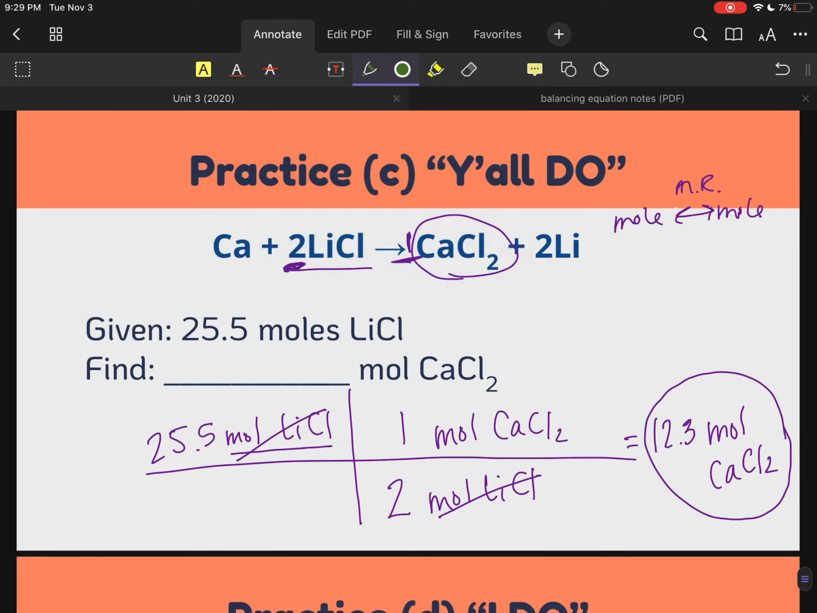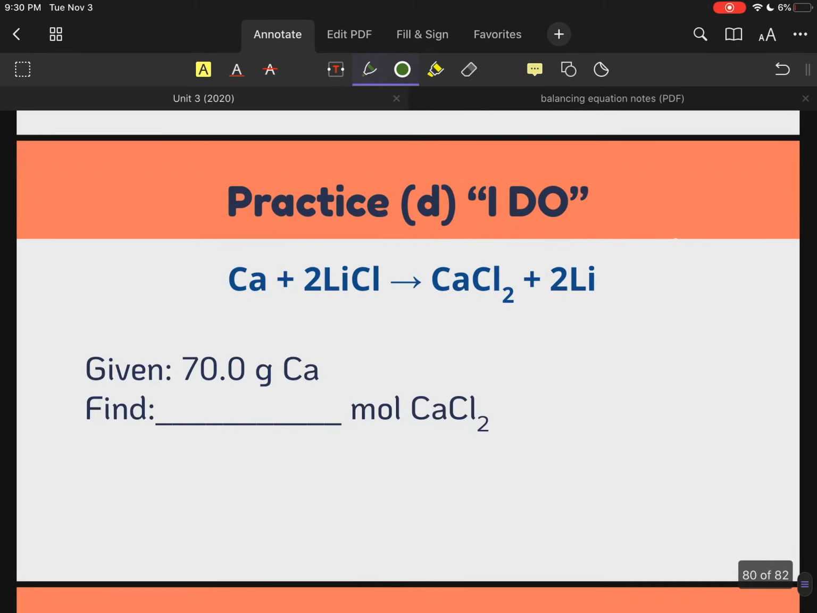Okay, so when we go from mole of what we're given to mole of what we are looking for, right, like this, we're always going to use our mole ratio. So we're just looking at our coefficients. All right. So on this one, we're going to add in mass. So remember, we have our moles of our given, mole unknown. Remember, we can go back and forth with using our mole ratio.